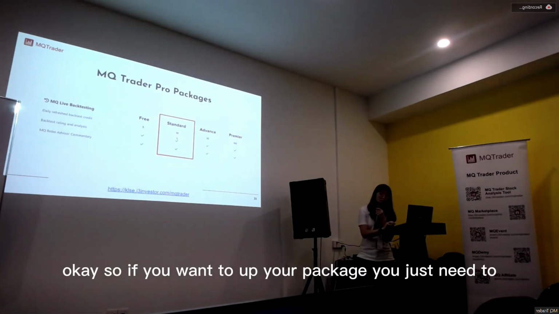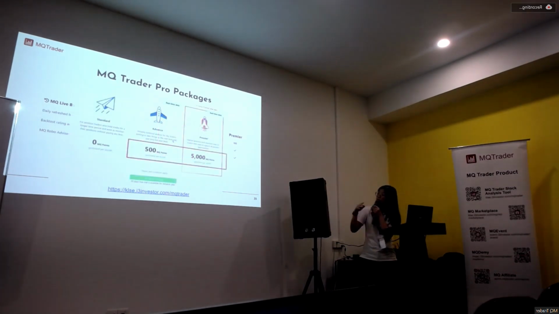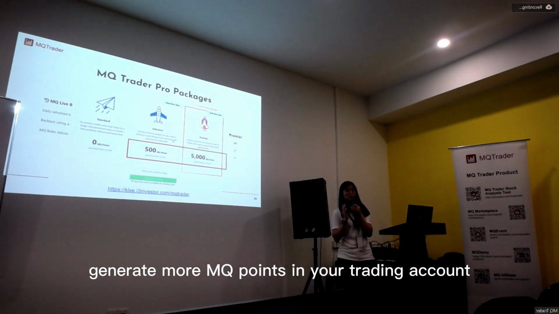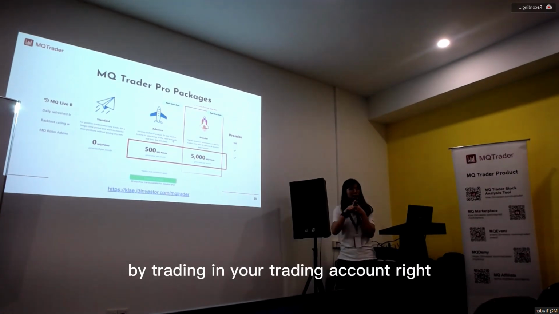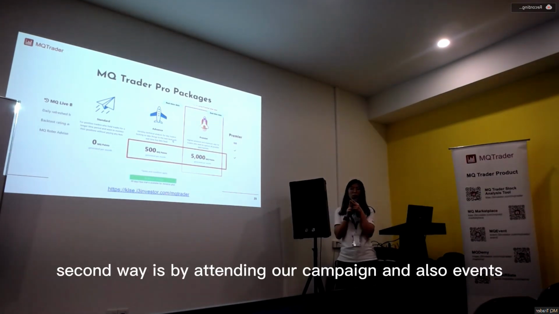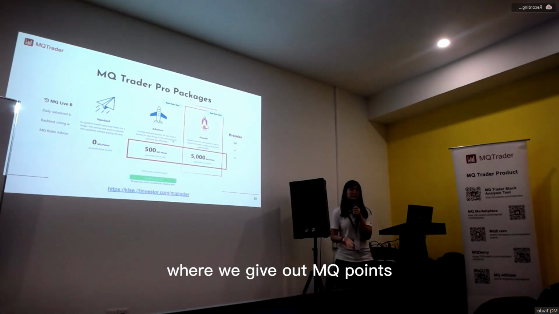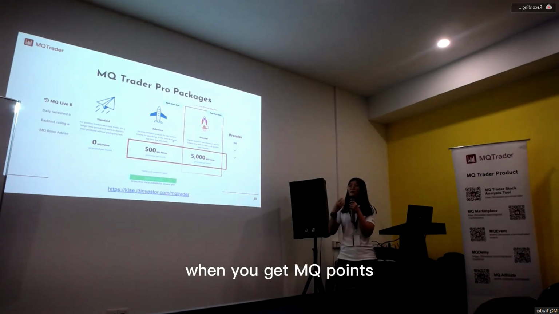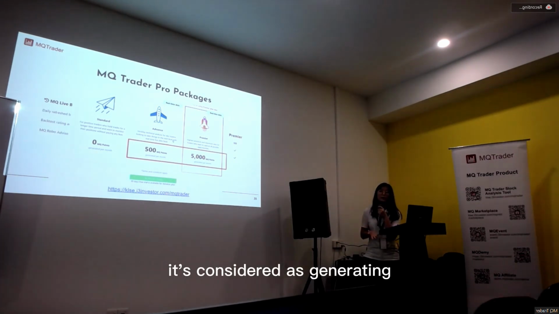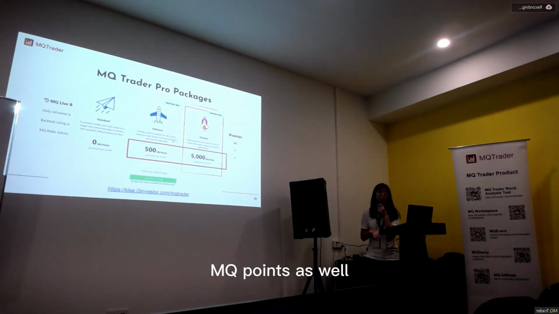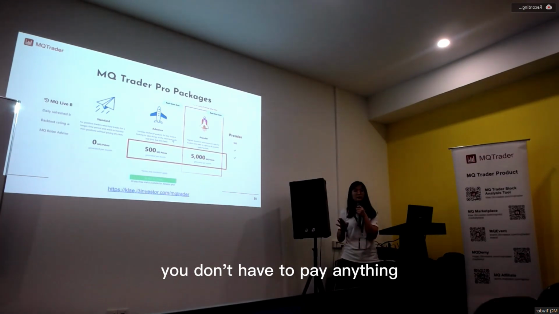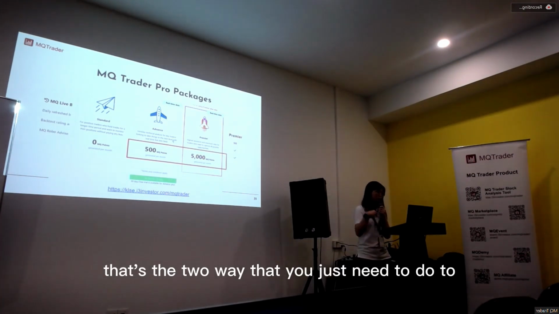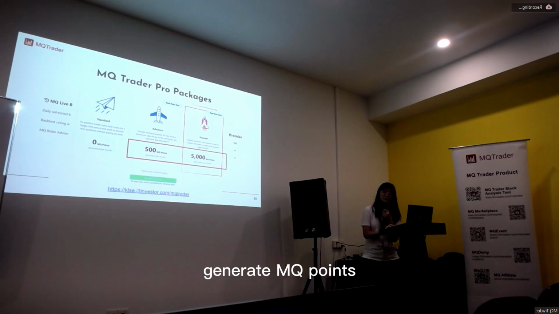If you want to upgrade your package, you just need to generate more MQ points in your trading account. How you generate MQ points is, one, by trading in your trading account. The second way is by attending our campaigns and events where we give out MQ points. When you get MQ points, it's considered as generating MQ points as well. So there are a few ways that you can do it. You don't have to pay anything. Those are the 2 ways you need to do to generate MQ points.